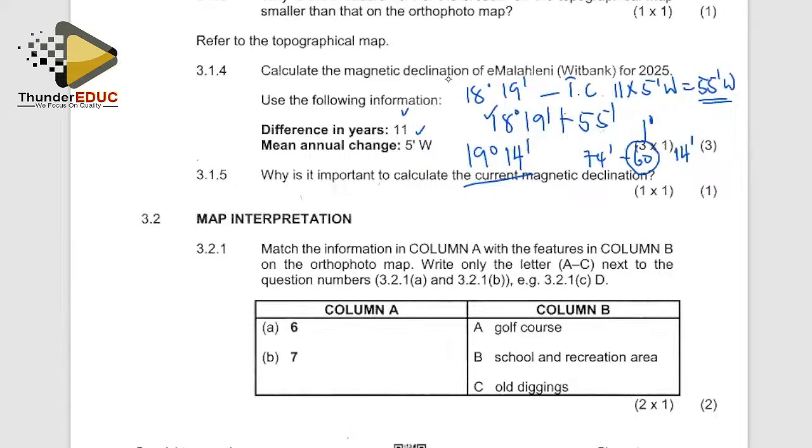Why is it important to calculate the current magnetic declination? For the reason that it always changes. The declination always, we understand that the angle always changes. So we need to calculate the current. For the reason that it always changes, we need to find the current. And hence, if we have the current, it is going to ensure precise directional measurement.